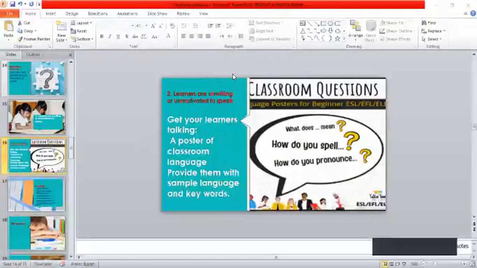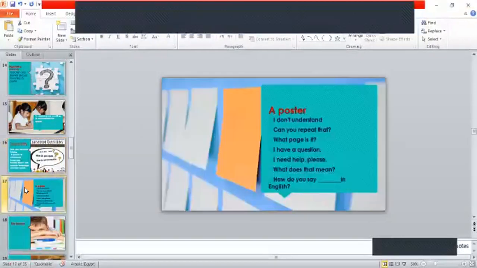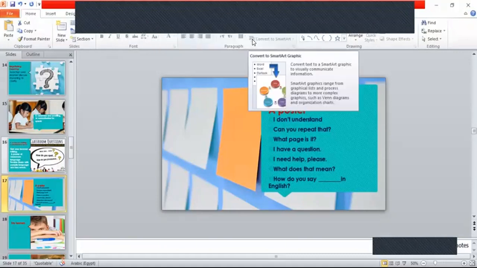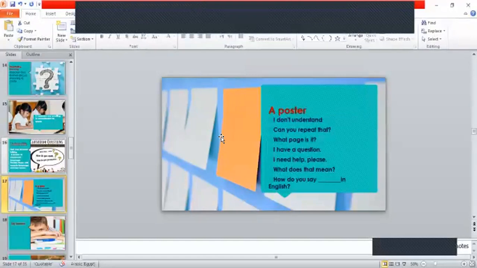Okay, so you can put a sample. I have a sample here of the classroom language or the questions. Like, I don't understand. Can you repeat that? What page is it? I have a question. I need help, please. What does that mean? How do you say, for example, kitab? How do you say kursi in English? How do you say this word in English? How do you say shanta in English?